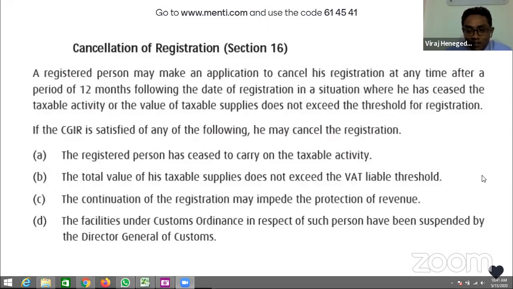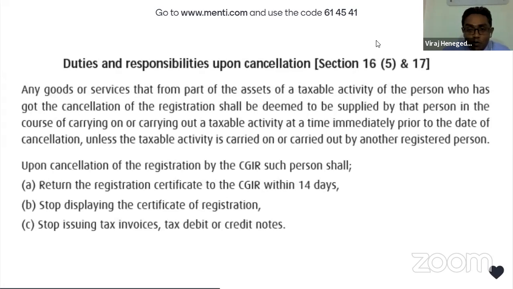Right, we'll move to the next one. Duties and responsibilities upon cancellation. So what are your duties and responsibilities upon cancellation? If you apply for the cancellation, upon cancellation of registration by the CGIR, such person shall return the registration certificate to the CGIR within 14 days. That means we must submit our cancelled VAT registration certificate to the Inland Revenue Department, and stop displaying the certificate of registration, and stop issuing tax invoices, debit notes and credit notes. Those are the things that you need to do, right?